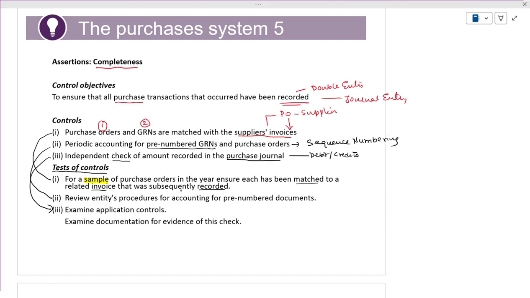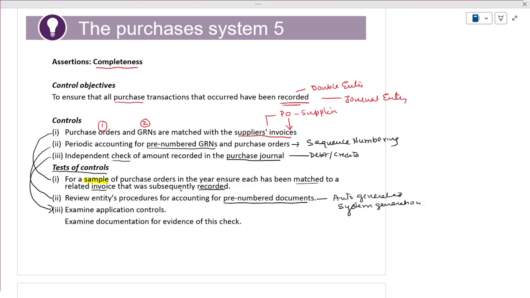Review the entity's procedure. What is the procedure for pre-numbering? Most of the time, pre-numbering is auto-generated, system generated. Or is there any other procedure? Some people are doing it manually. Definitely you have to make sure what procedure they are adopting.